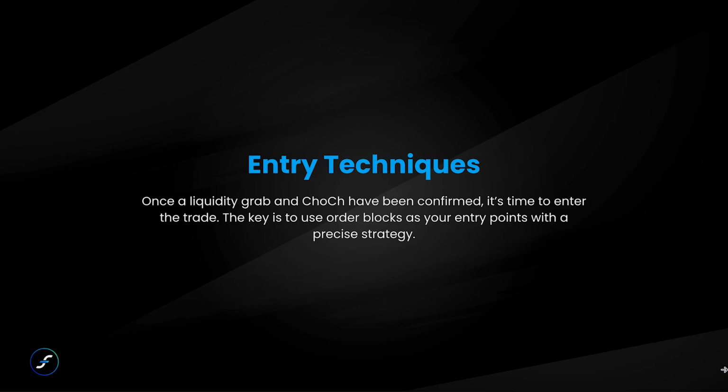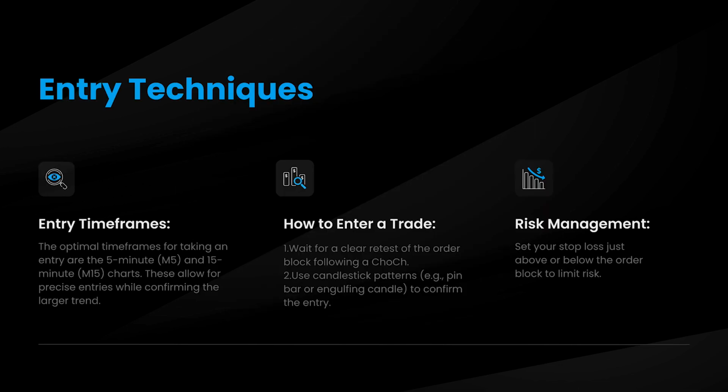So now let's talk about some of the entry techniques. Once the liquidity grab and change of character have been confirmed, it's time to enter the trade. The key is to use order blocks as your entry points with a precise strategy. So what are some of the entry techniques? We have entry timeframes. The optimal timeframes for taking an entry are the 5 minutes and the 15 minutes. These allow for precise entries while confirming the longer trend, guys. 5 to 15 minute, you'll be all set, guys, trust me.